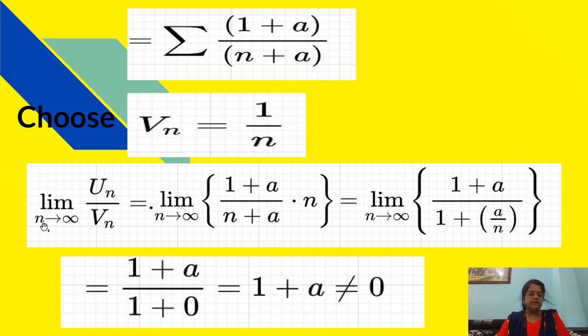Now consider limit n tends to infinity un upon Vn, which is equal to limit n tends to infinity 1 plus a upon n plus a into n, and that is equal to limit n tends to infinity 1 plus a divided by 1 plus a upon n. Here we have taken n common from the denominator and that n is cancelled with this n. Now when n tends to infinity, a upon n will be 0, and therefore we will get 1 plus a upon 1 plus 0, and that is equal to 1 plus a, which is not equal to 0.